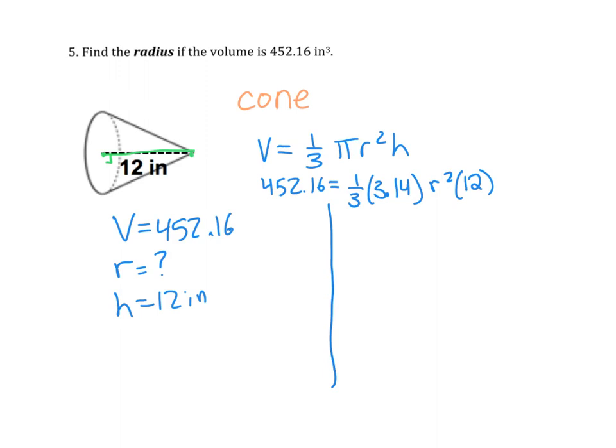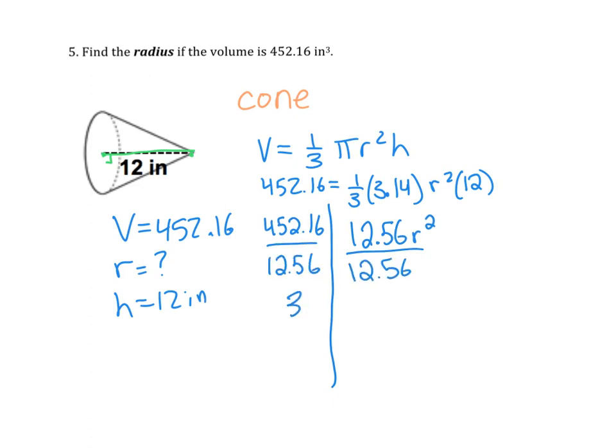1/3 times 3.14 times 12 is 12.56. This makes sense that it's very close to 12 because our 1/3 and our 3.14 are very close to canceling out with each other. So we are multiplying about 1, but a little bit bigger, by 12. Now we need to divide both sides by the 12.56, and that gives us 36 equals r squared.